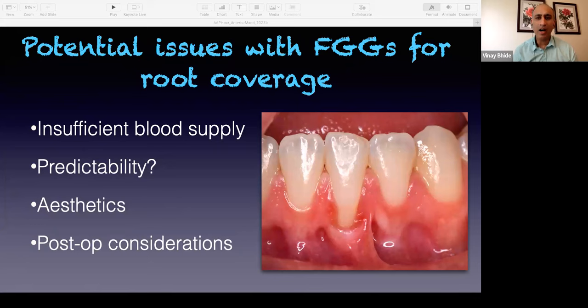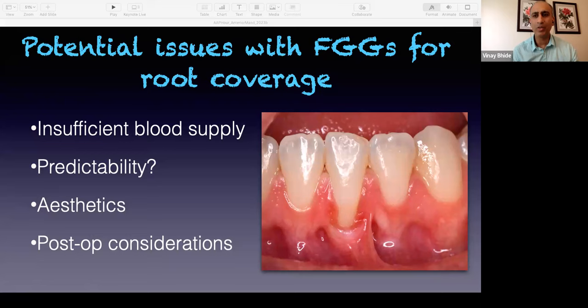So the biggest knock against free gingival grafts for root coverage is that they typically can have insufficient blood supply. We're relying solely on that underlying periosteum bone for the blood supply. And because we're having one source of blood supply, there's a reasonable chance that the graft may not take. And this definitely decreases, theoretically, the predictability. Now, I put predictability with a question mark because I actually don't agree with that.